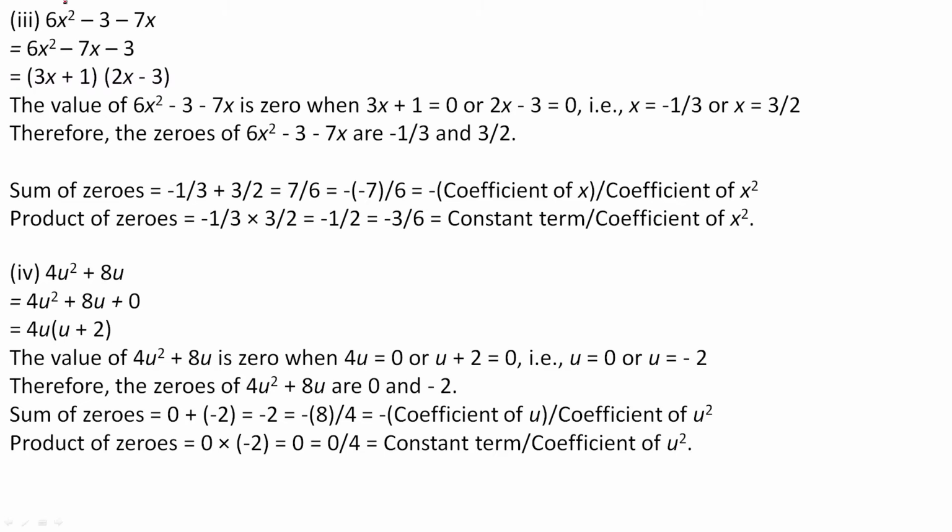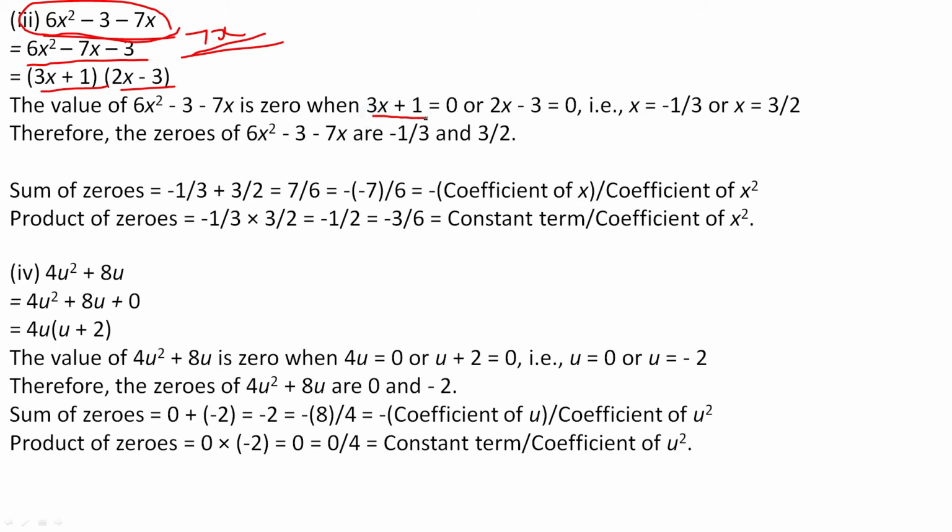Third example, 6x square minus 3 minus 7x. If you see this quadratic equation, it is not in order, so you make it in order: 6x square minus 7x minus 3. This is actually the standard form of writing the given quadratic equation. Again applying the rule, splitting the middle term 7x, you will get two factors: 3x plus 1 one factor and 2x minus 3 another factor.